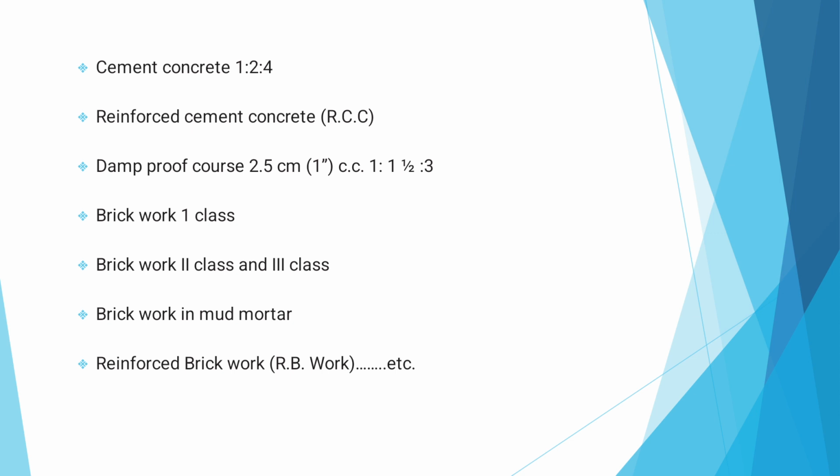Then brickwork in mud mortar. Brick shall be specified, maybe second class or third class. The mud should be made of selected earth, and will be used in the brickwork in mud mortar. Then reinforced brickwork, that is the RB work. The reinforced brickwork also, first one is material, selection of material, then centering and shuttering, and mixing of mortar and laying, and then finishing, then finally measurement.